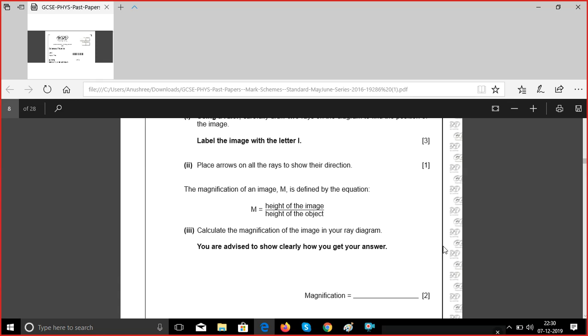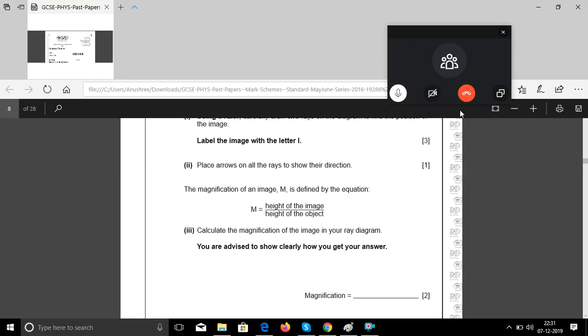Okay, so the image is 9.5 boxes high, and the object is 4 boxes high. Now divide them.